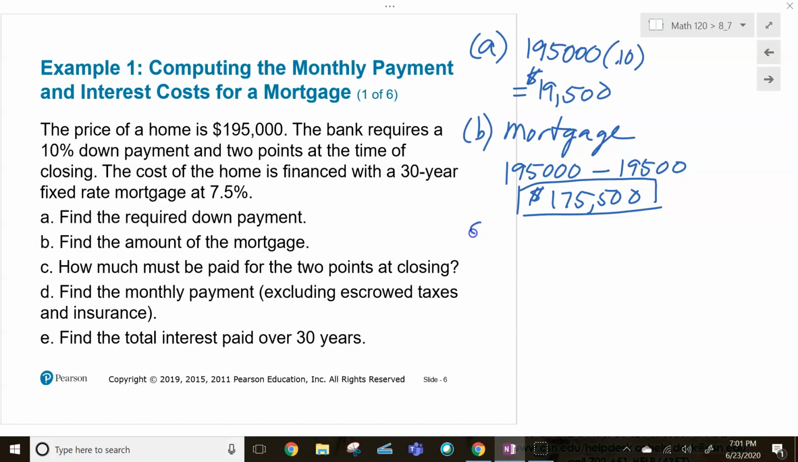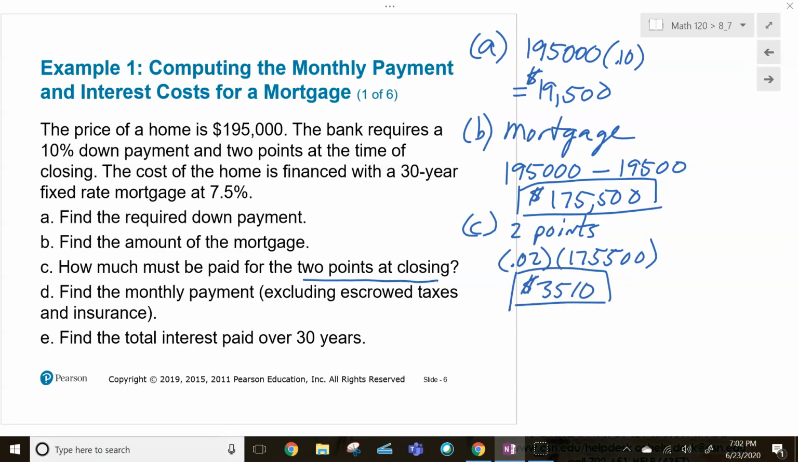Now you're going to pay 2 points at closing, it looks like. That's based on the mortgage amount, how much you're financing. So 2 points, they're a percent each, so it's 2% of the mortgage amount, in this case 175,500. So that's 3,510 to get the loan, to get the interest rate that you've been promised. You have to put 2 points down in this case.